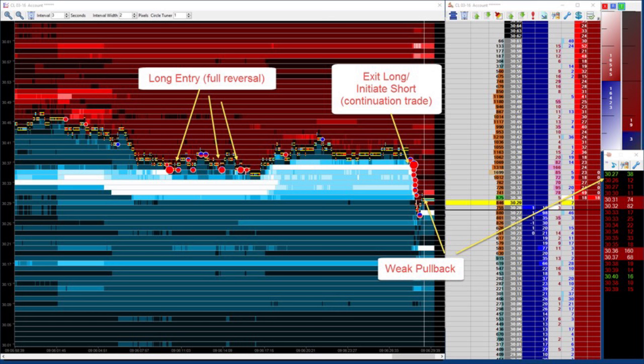Now, in this image, again, sorry for the quality, this is typical of the cases where a turn in the market is defined purely by order execution and the market depth isn't adding any significant information.